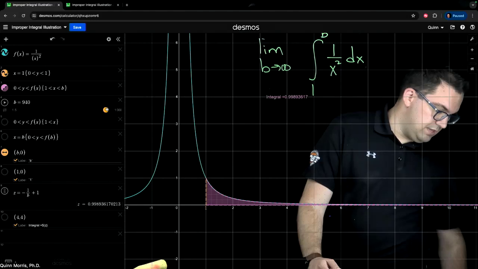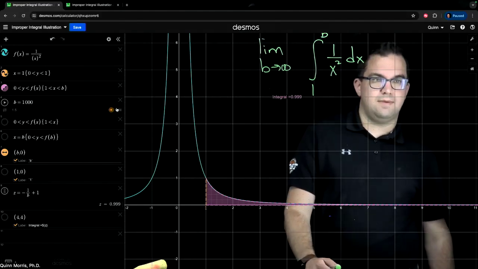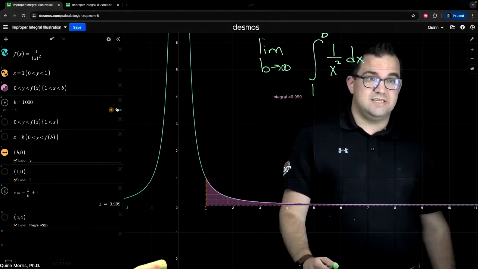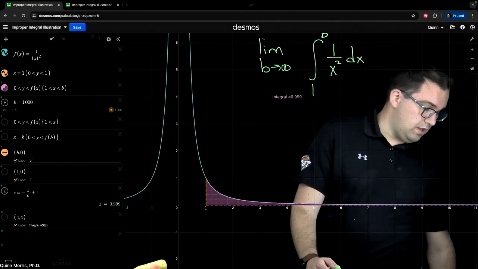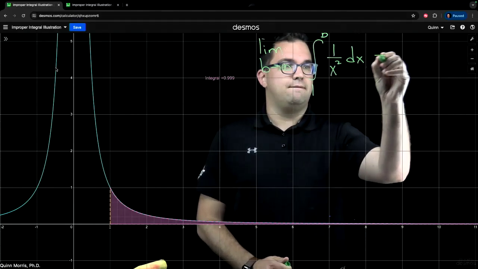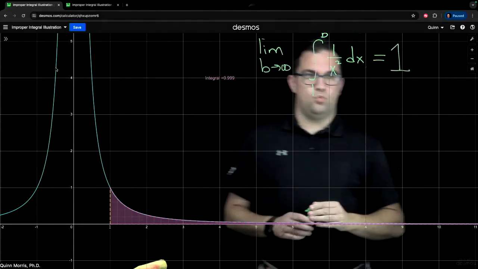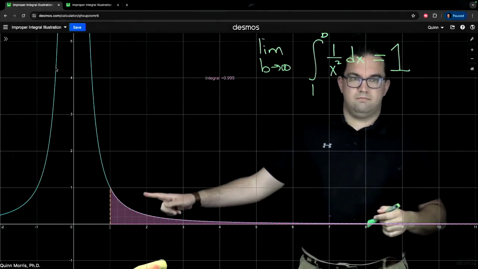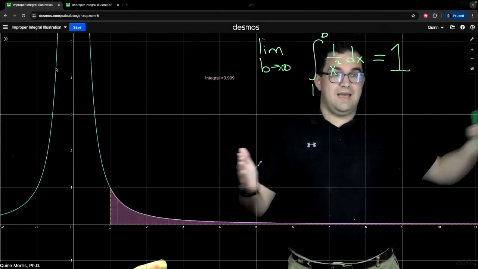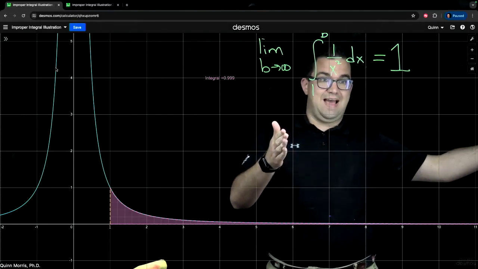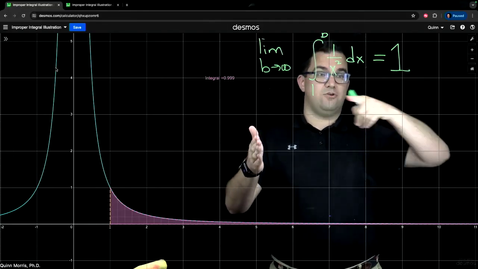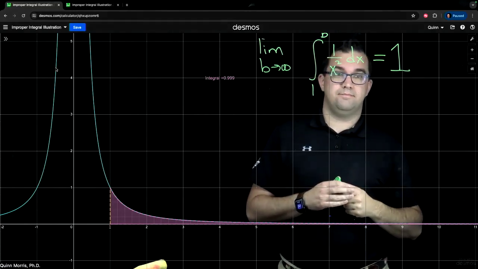So maybe I let b go up to 1,000. And you'll see by the time b gets to 1,000, my integral is 0.99. And if I kept going, you would see that it really appears that this integral is approaching 1 as b gets larger and larger. So if I think that this is 1, then the area under this curve should be 1, because I'm taking more and more of the x-axis and calculating the area between 1 and that x value, and the value of my integral is approaching 1.